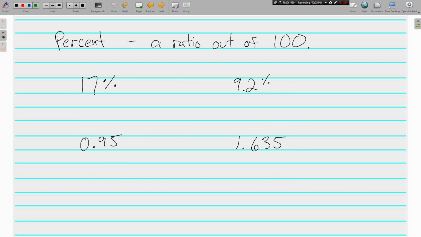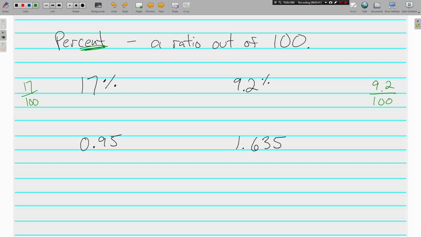Okay, this first one here, 17%, is 17 out of 100. Percent means out of 100. That cent part: years in a century, cents in a dollar, centimeters in a meter. Cent means hundredth. If you want to convert a percent to a fraction, like here, you just put it out of 100. 17 out of 100. This one would be 9.2 out of 100.